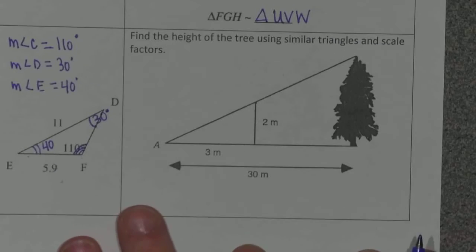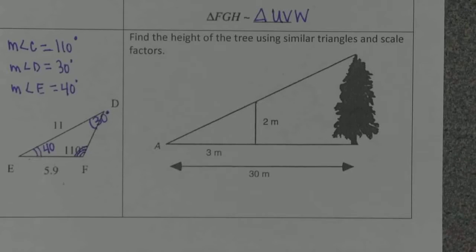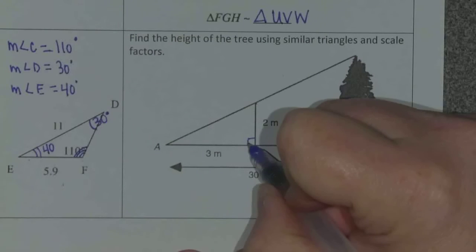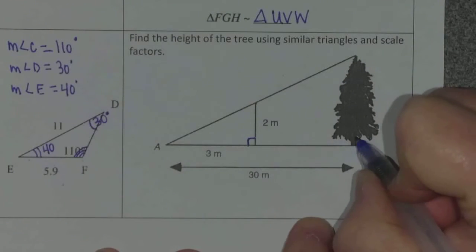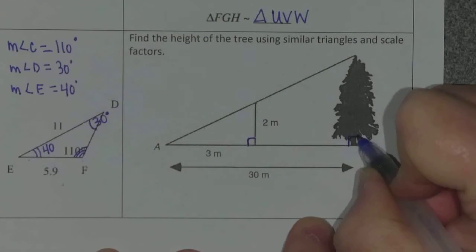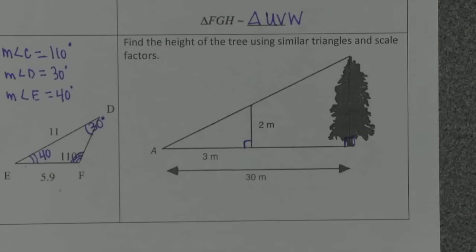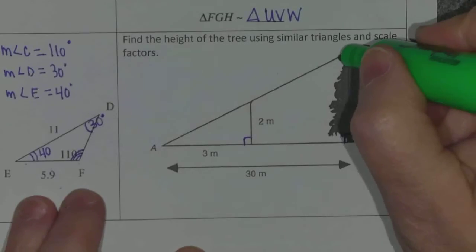All right, last example then here. Says find the height of the tree using similar triangles and scale factors. So we're going to find the height of the tree. Tell me this right here. What kind of angle is that? 90 degrees. Yeah, and that's the same as this angle over here, right? 90-degree angle. So these are the two triangles I'm comparing, the big triangle and the little triangle. Let me just highlight them so you can see them.